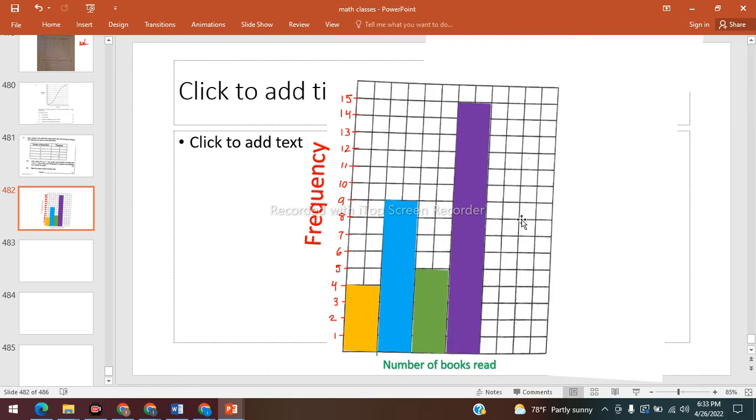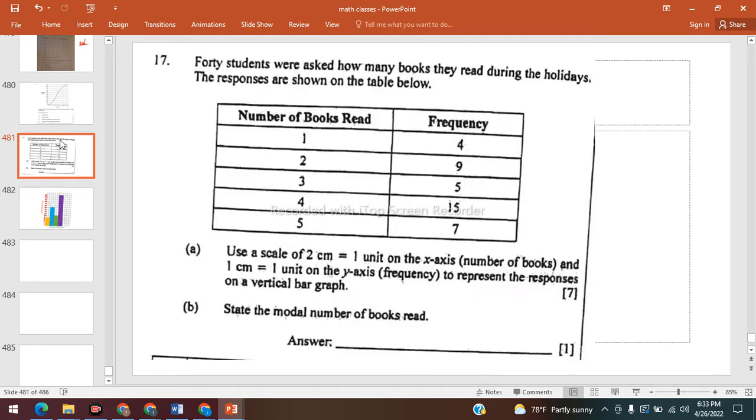All right. And then 4 is 15, and then 7 is.